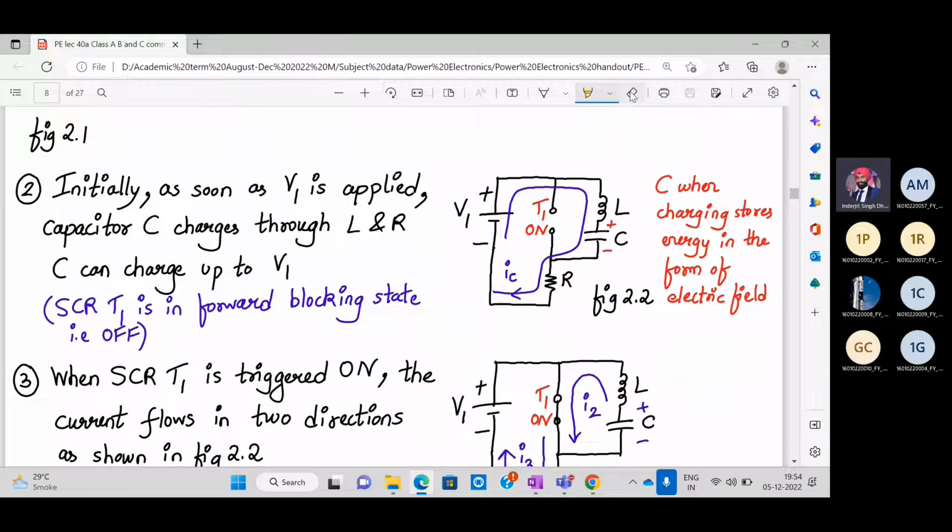Here I have actually written this wrong. The SCR should be off. So here the SCR is off. When the SCR is off, it's not triggered on. It's in the forward blocking mode. Why is it in the forward blocking mode? Because positive voltage is applied to the anode terminal and negative is applied to the cathode terminal. So when T1 is off, the capacitor starts charging towards V1 via L and R.